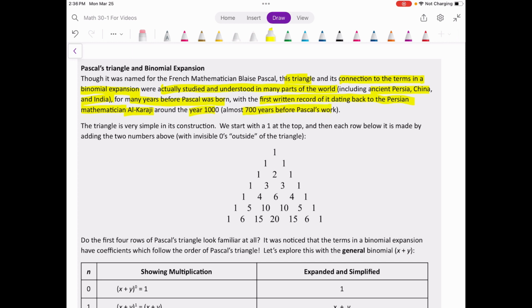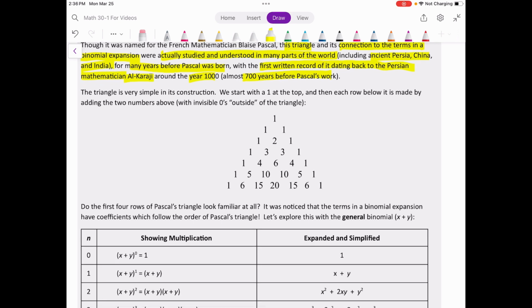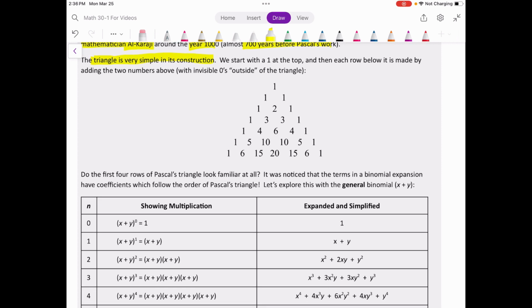So this is something that we had looked at and looked for patterns in and found the connections to other mathematical concepts long before Pascal ever came along. Still, the name stuck, and we call it Pascal's triangle. So the triangle is actually very simple in its construction. You could actually build this back in elementary school. Grade 4, if you explained how it worked, a grade 4 student would be able to build Pascal's triangle.